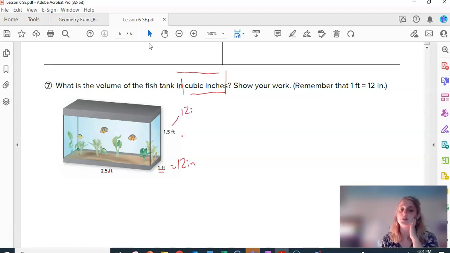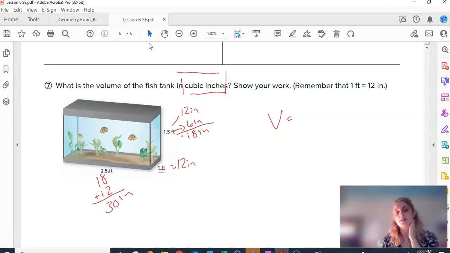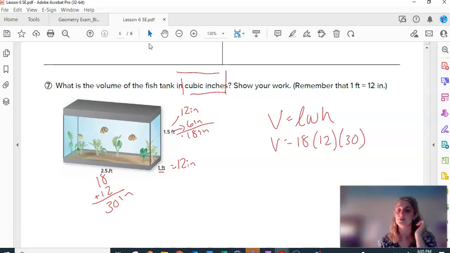I know that 1 foot is 12 inches. Half of that is 6 inches. Add that together, that's 18 inches. 2.5, well, if 1.5 is 18 plus another foot, 18 plus 12 gives you 30 inches. So you are going to be multiplying 18 times 12 times 30. And your units should be inches when you're done.